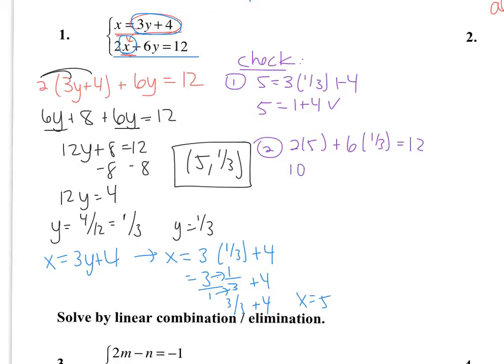2 times 5 is 10. 6 times 1/3, that's 6 over 1 times 1 over 3, so this becomes 6 over 3, which is 2. So I have 10 plus 2 equals 12. That works out. Your solution should work in both equations. If it doesn't work in one of the equations, it means that you did something wrong. So this was an example where we already have x equals or y equals. Let's look at the next example where we don't have x equals or y equals.